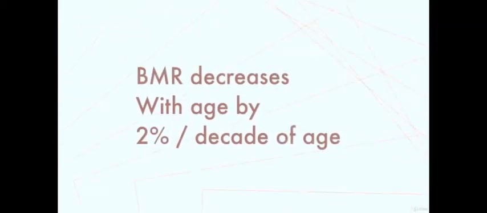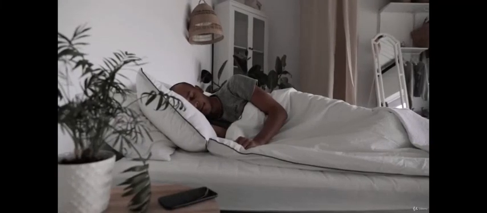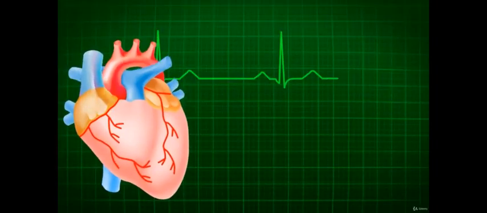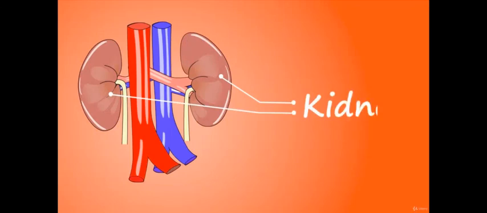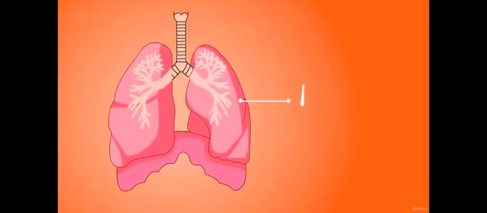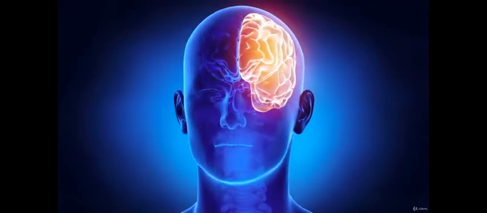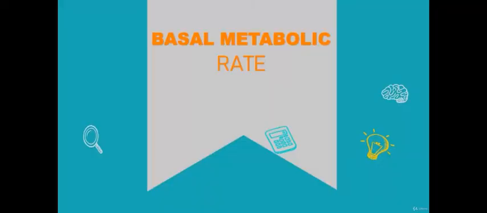BMR decreases with age by 2% per decade of age. That means we burn less and less, hence the weight gain. At night, we continue to live. The muscles practically don't work, but the heart beats. The liver purifies the blood and makes reserves. The kidneys produce urine from the blood, and the blood circulates. The intestine continues the digestion. We breathe, that means our lungs are working. We dream, that means our brain is working. All these require energy. Energy to exit only is the basic metabolism.